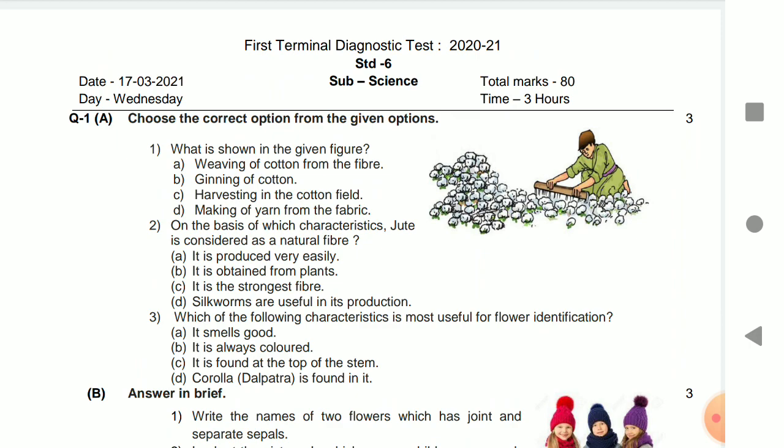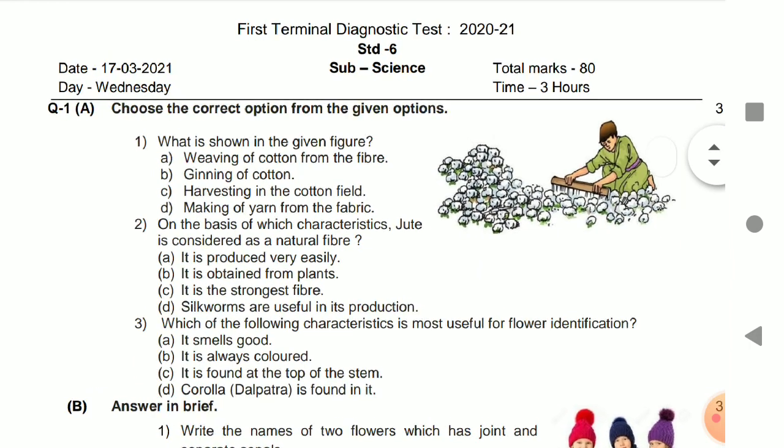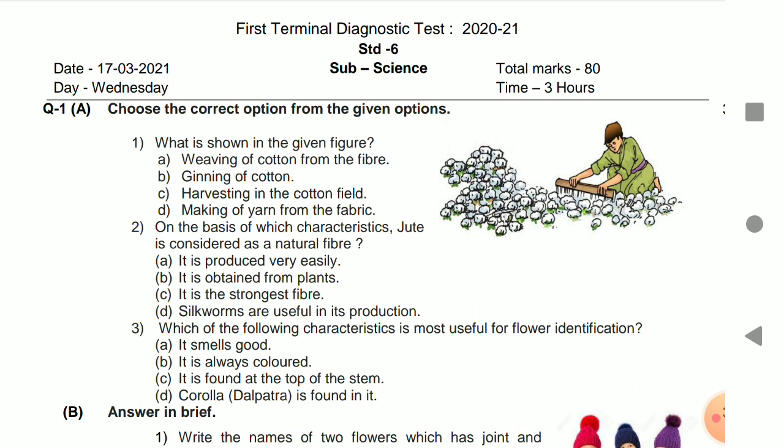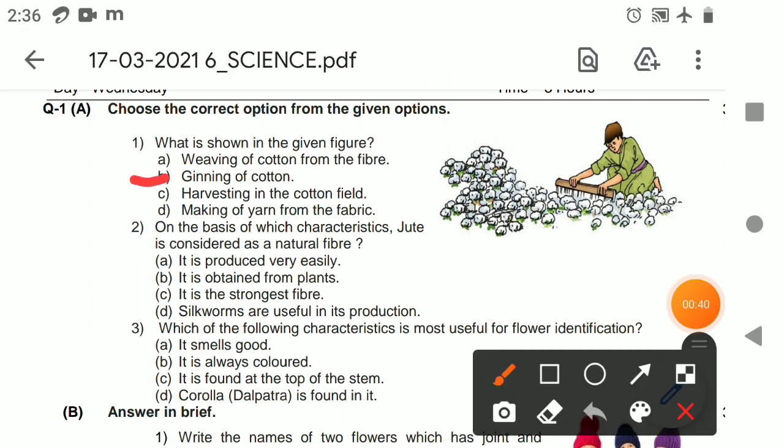Okay friends, so standard 6 science subject. Choose the correct option from the given options. What is shown in the given figure? So we can understand the answer is option B, ginning of cotton. Now, on the basis of which characteristic is jute considered a natural fiber? Jute is considered natural as it is obtained from plants.